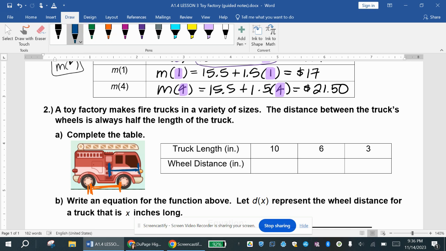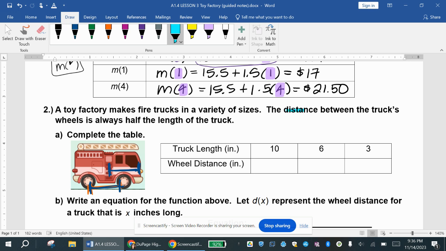So half of the truck is the distance between the wheels. Okay, those match up. Okay, so the distance between the wheels is half the length of the truck. So if you notice, they've given us the length of the truck and they want to know what the distance is between the wheels.